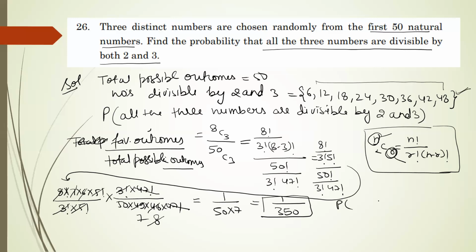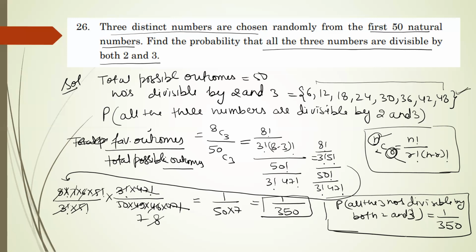Therefore, the probability that all the 3 numbers are divisible by both 2 and 3, as per the requirement of the question that 3 distinct numbers are chosen, will be 1 over 350. So this is the required result of the problem. I hope the problems are clear.